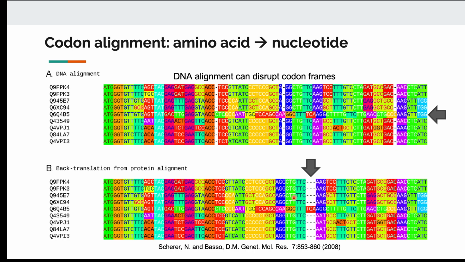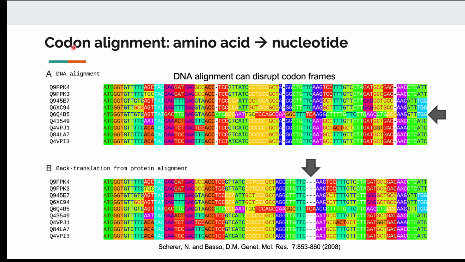So this allows us to reconstruct the evolutionary history using a mathematical model on the DNA sequence, but guided by the protein information. So this is my recommendation. If you have coding sequence, try to find if the tools that you are using have a mode for codon alignment. And good news is most of the tools have this. So you can select this option.